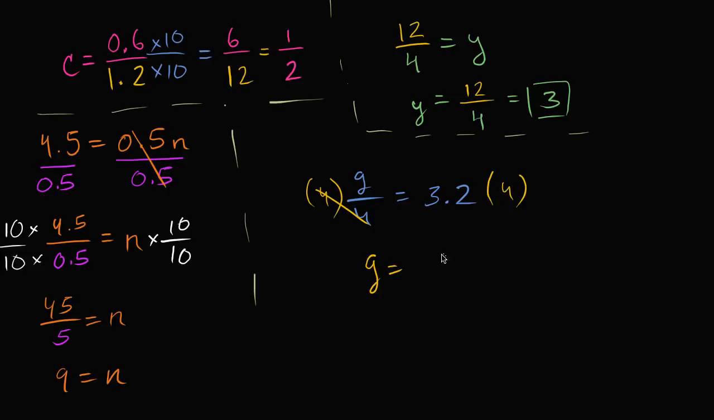Let's see, 3 times 4 is 12, and 2/10 times 4 is 8/10. So it's going to be 12 and 8/10. g is going to be 12.8. And you can verify this is right. 12.8 divided by 4 is 3.2.